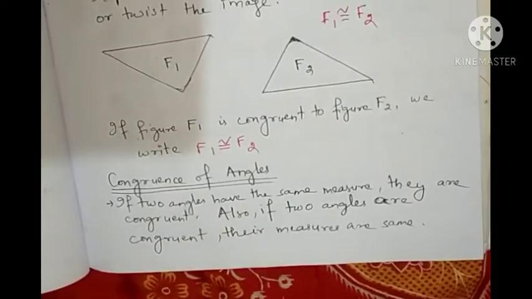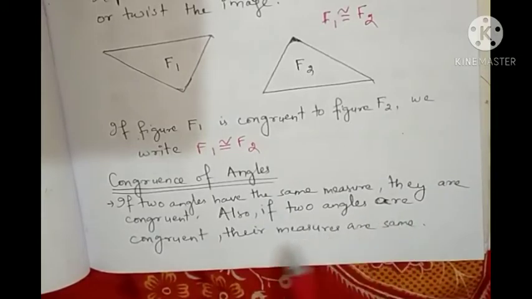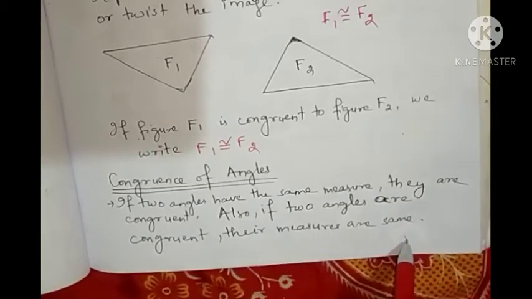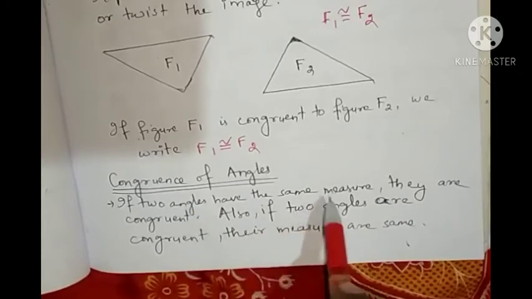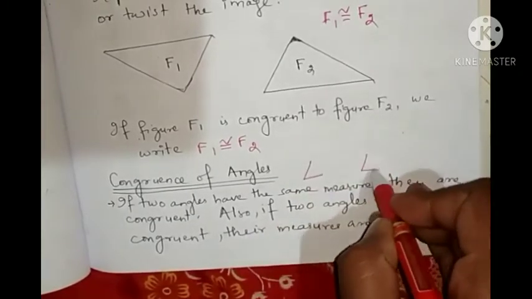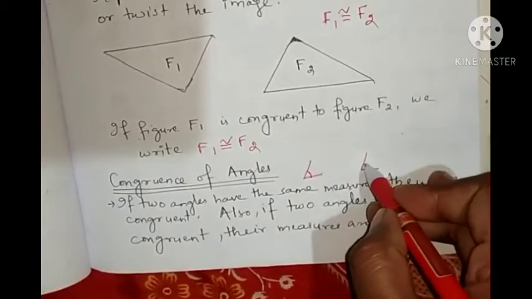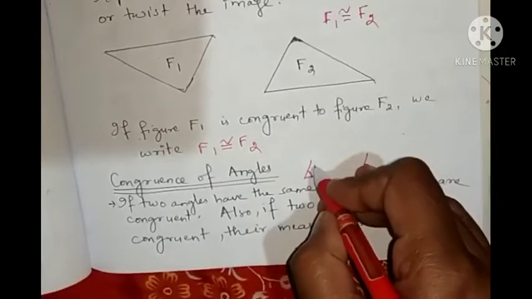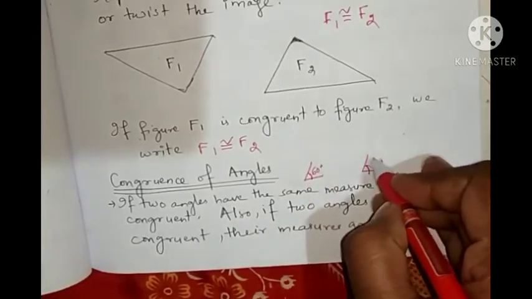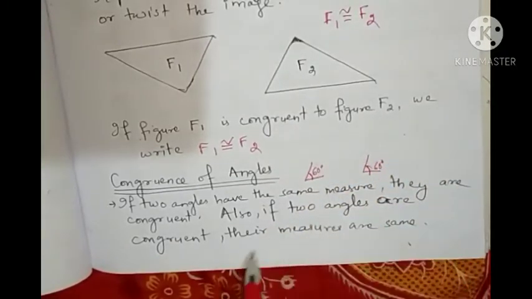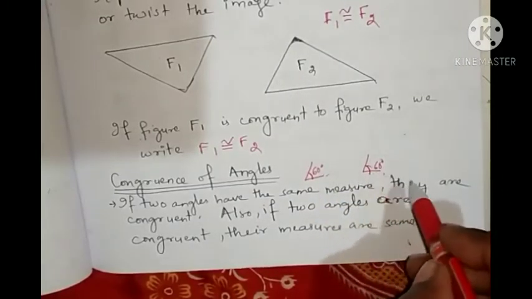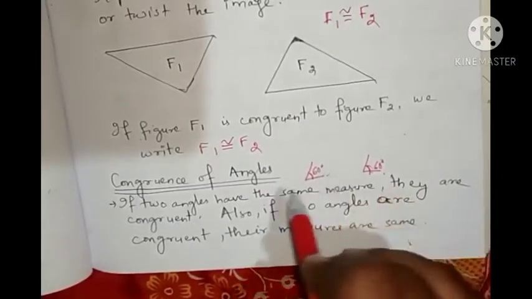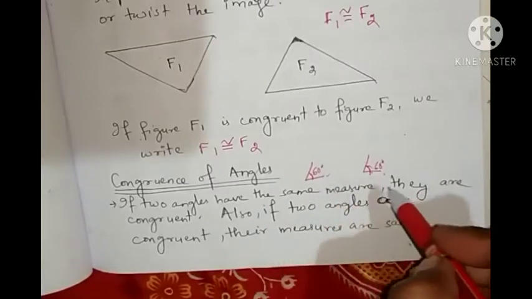Next, we will see congruence of angles. If two angles have the same measure, they are congruent. Also, if two angles are congruent, the measures are the same. Means if two angles are given and they have the same measure, the angle is the same. If this is 60 degree, this is also 60 degree, then they are congruent. And when two angles are congruent, it means the angles are the same.